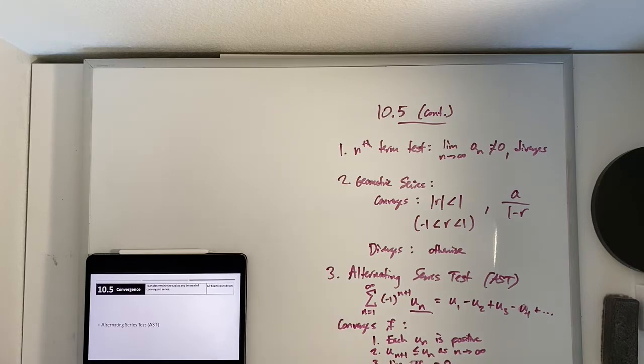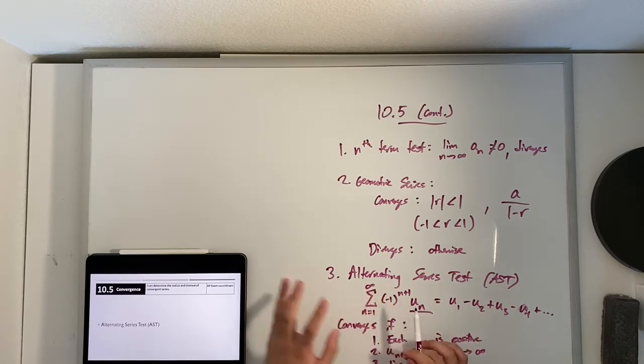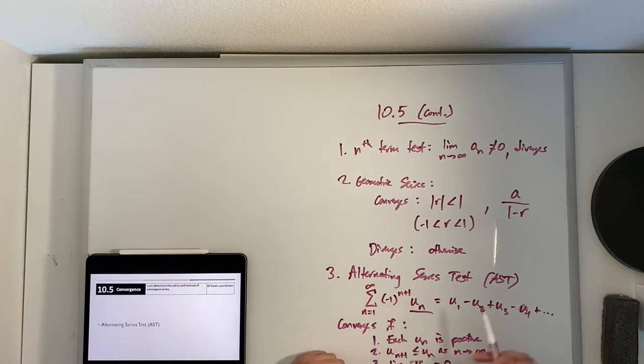Notice this is a very specific use case. Our series has to look like this. It must be alternating. Now there is some flexibility. We can have -1 to the n plus 1 power. This could also just be -1 to the nth power. So then it would start negative, positive, negative, positive. The point is that it is alternating sign for the entire series. Doesn't matter what we're starting at.